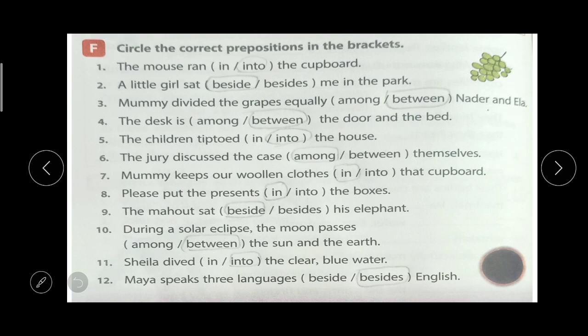exercises relating to prepositions, and students, with this we have finished our grammar part today, and in tomorrow's class we will discuss some of the important topics from the composition part.